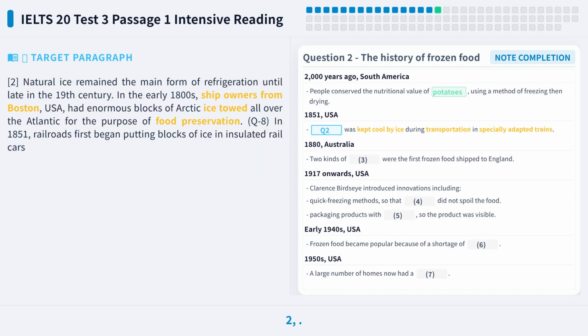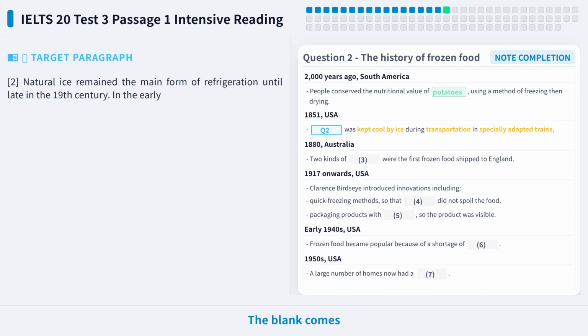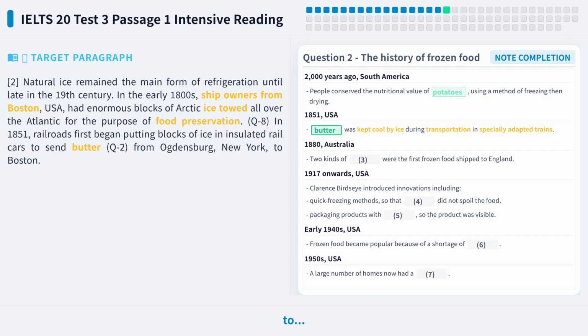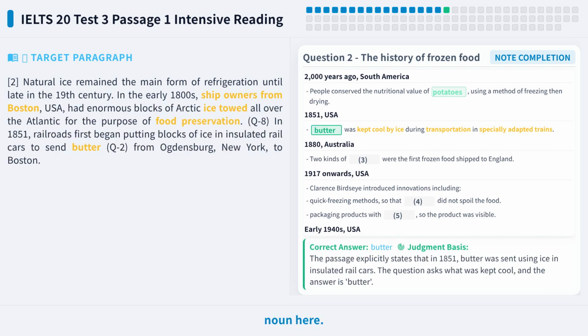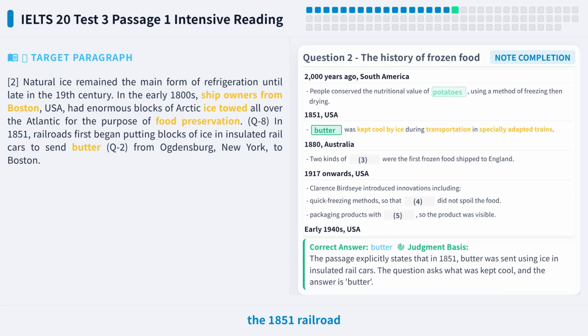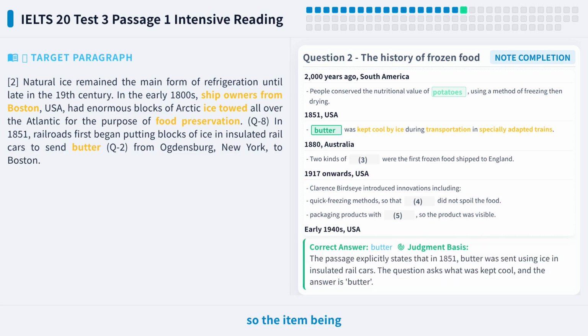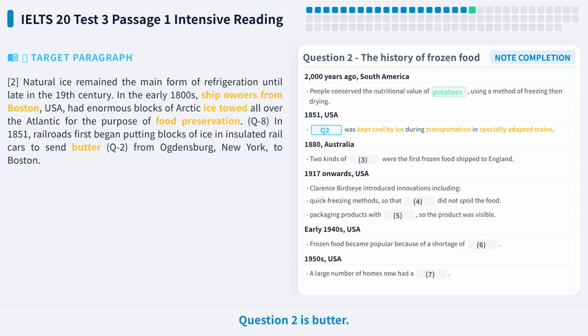Let's look at question 2. It asks what was kept cold during the 1851 railroad transport. The blank comes after send and before from, to, so we need a noun here. Let's locate paragraph 2 and find the description about the 1851 railroad transport. The original text says, to send butter, so the item being sent is butter. This word is directly given in the text. So the answer to question 2 is butter.